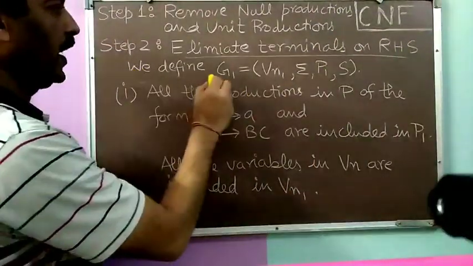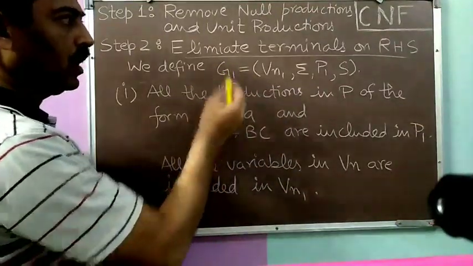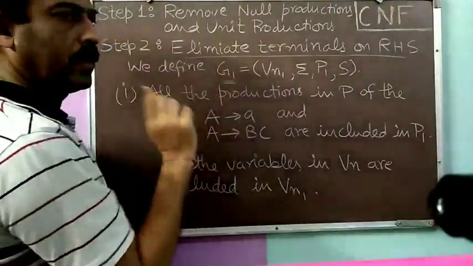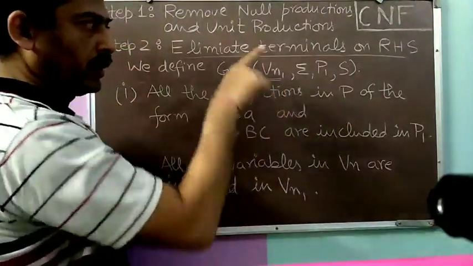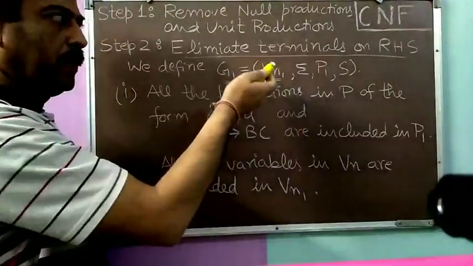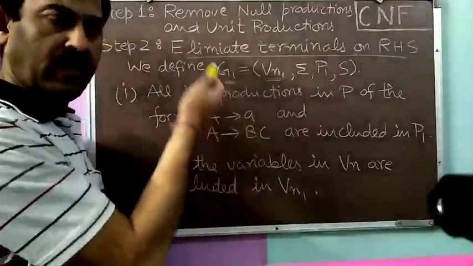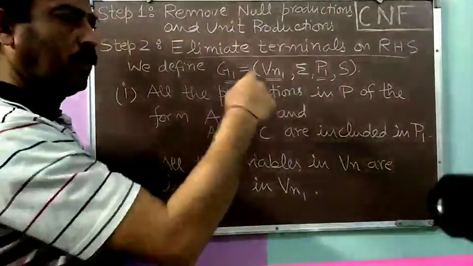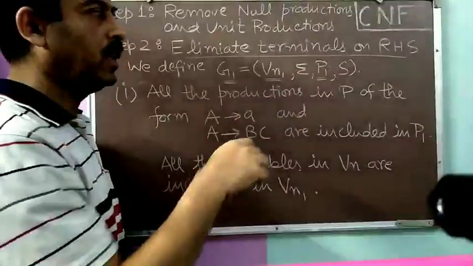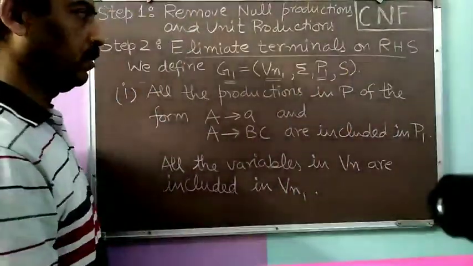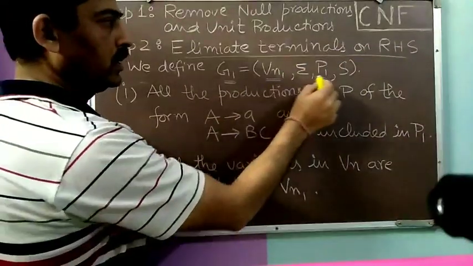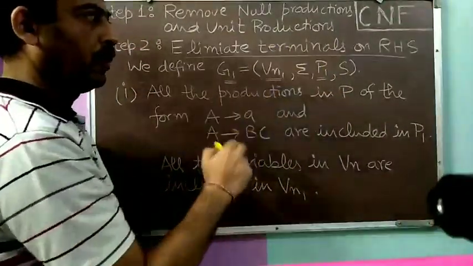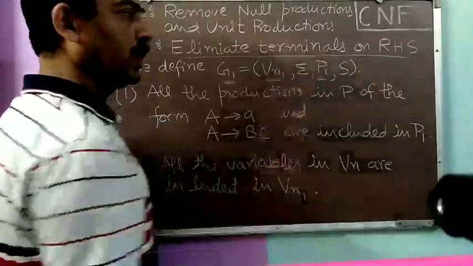So we define a new grammar G1. Our original grammar is G, where G is equal to Vn, sigma, P and S. We define a new grammar G1 where the set of variables is Vn1. So the set of variables will change, because we will be including certain variables into it, as we have seen in our informal example. Sigma will remain the same. Then the set of productions will change: some of the productions will be removed and some new productions will be included. And S will be the start symbol. So only two things are changing here: the set of variables and the set of productions. Now we'll look at how we will form this new set of variables and new set of productions.